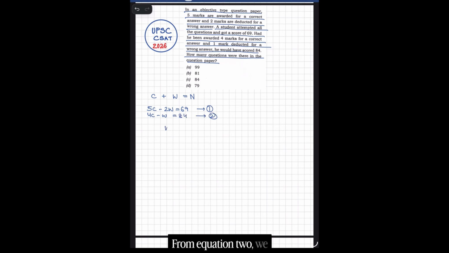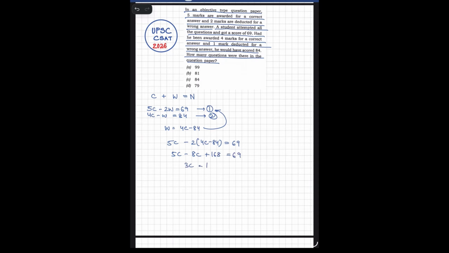From equation 2, we get W is equal to 4C minus 84. We'll substitute this value in equation 1. So we get 5C minus 2 into (4C minus 84) is equal to 69. So 5C minus 8C plus 168 is equal to 69. 3C is equal to 168 minus 69, which is equal to 99. So C is equal to 33.